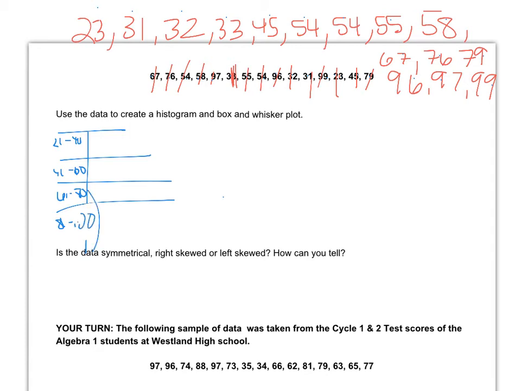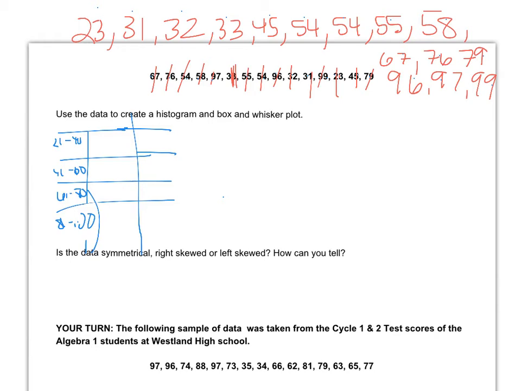Okay, that's 100. Sorry. All right, so this is our frequency table. So we have 21 to 40, 41 to 60, 61 to 80, and 81 to 100. Okay, so now we have to do some tally marks. Again, this is a really rough sketch, so maybe make yours a little bit neater.